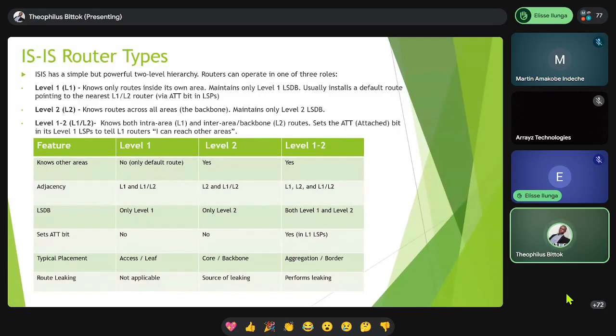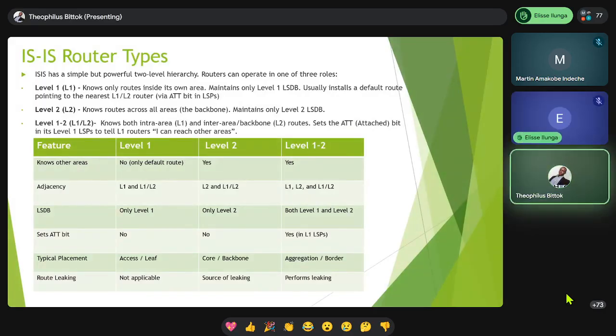If you want to reach area 6, just use me. So basically, it's just telling the level 1 router, use me as a transit. Then on the placement, you'll find the level 1 routers on the access. For level 2, it's going to be on your backbone. And then level 1, 2 is going to be on the aggregation. So you could have many areas that are on level 1.